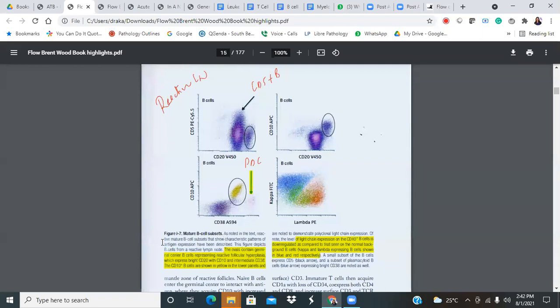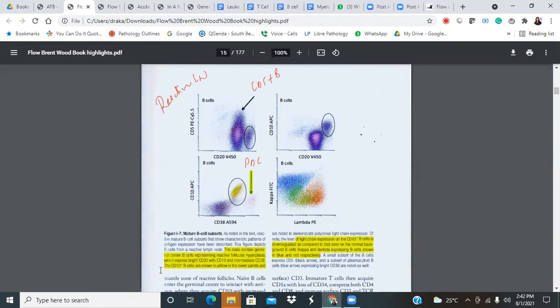As noted in the text, reactive mature B cell subsets show a characteristic pattern of antigen expression. The oval contains germinal center B cells. So these are the germinal center B cells. The germinal center B cells will also have bright CD20, so that's something to remember. Bright CD10, bright CD20, bright CD38.